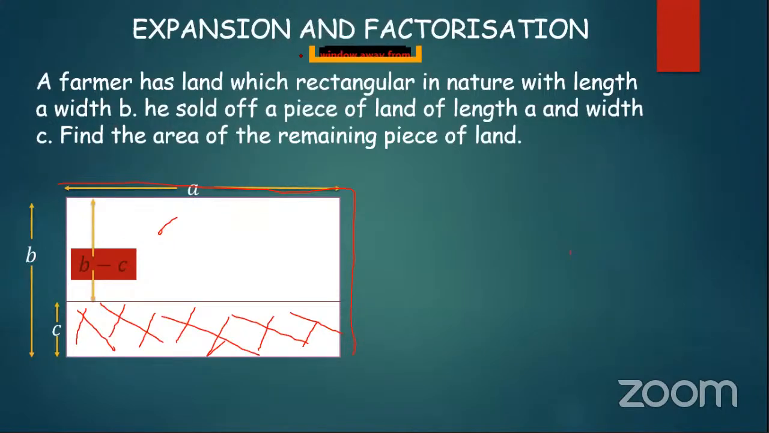Yes, Hope? I think we are finding the area of the remaining piece of land. Yes. I think we're going to say length times width. So our length is A times, in brackets, B minus C. Okay, thank you. So he's saying we are going to get A into B minus C.